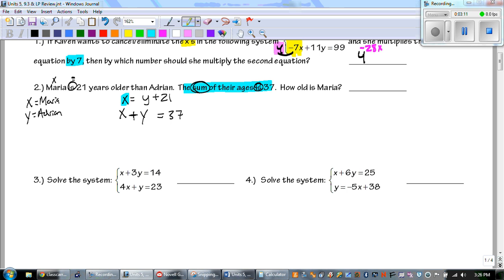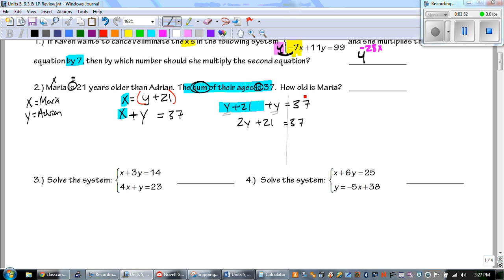Well, if you look at the top, the x is by itself, and when we have one variable by itself, we do substitution. Okay? So I look to see where the x is in the second equation, and that's where we're going to plug in the y plus 21 plus y equals 37. And now we solve. So combine your like terms. The y's right there. So we have 2y plus 21 equals 37.